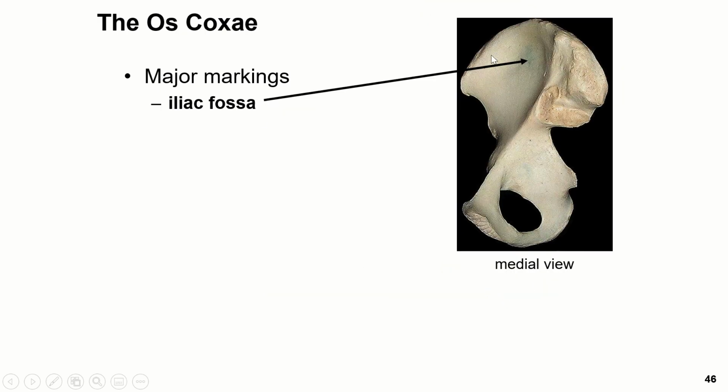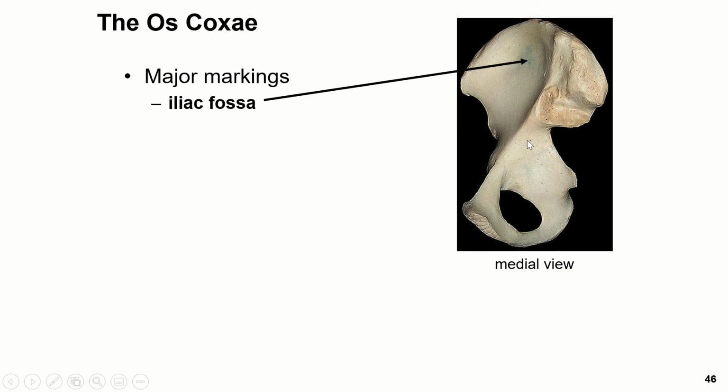All right, other major markings. This indentation on this side is the iliac fossa. Remember that a fossa is an indentation. Now, on tests, I sometimes ask, what's this indentation here? And people say ilium. It's the iliac fossa. This part of the bone is the ilium, but the indentation is the iliac fossa.